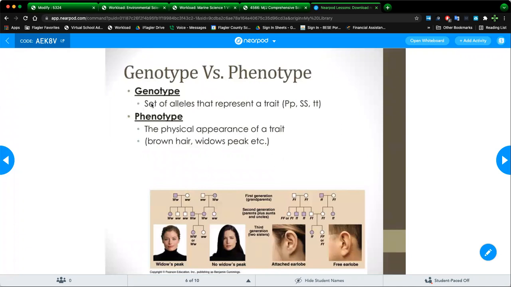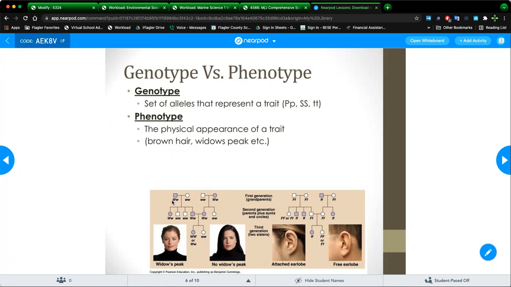All right, genotype, I already went over that. It's a set of alleles that represents a specific trait. Phenotype, just think of this as the physical appearance. So if you have a genotype of big W, little w, which is for widow's peak, big W represents the dominant trait of having a widow's peak, and little w would be having a straight hairline.